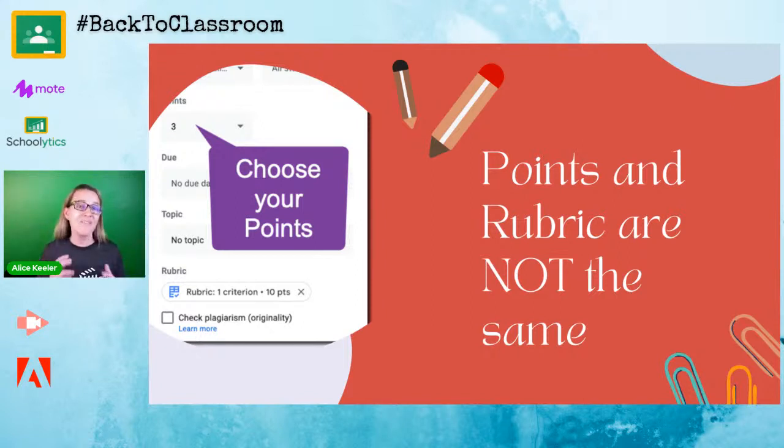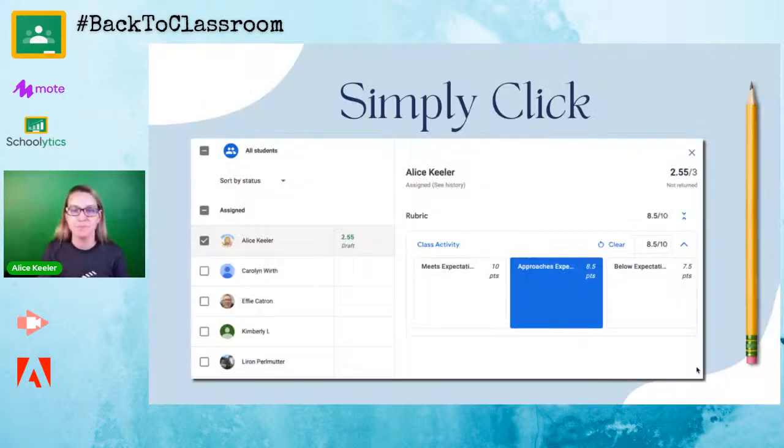So I love this, that I can have my rubric just be whatever scale I want, and it will automatically adjust for how many points I give the assignment. So they do not have to match. So you see in this screenshot, my assignment's worth 3 points, but the rubric itself was on a 10-point scale.